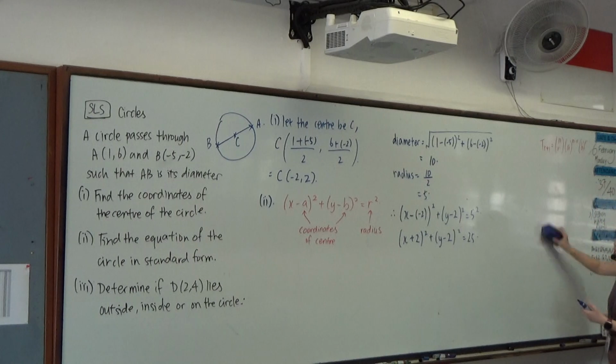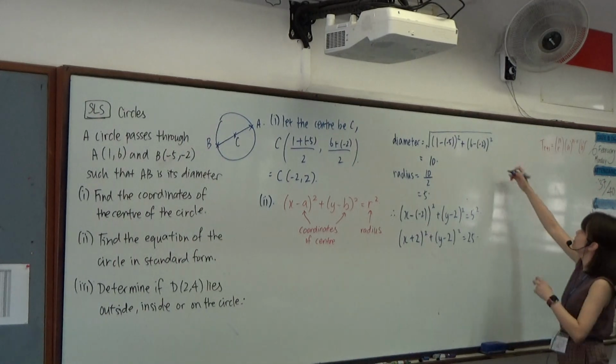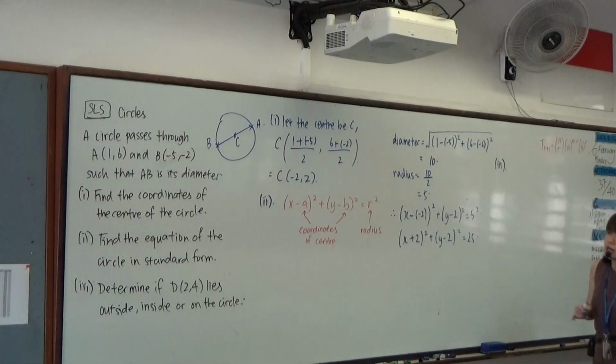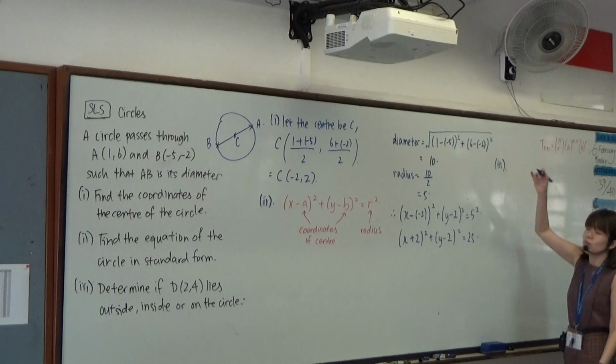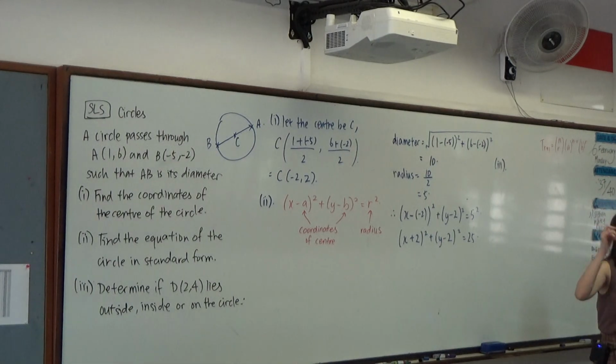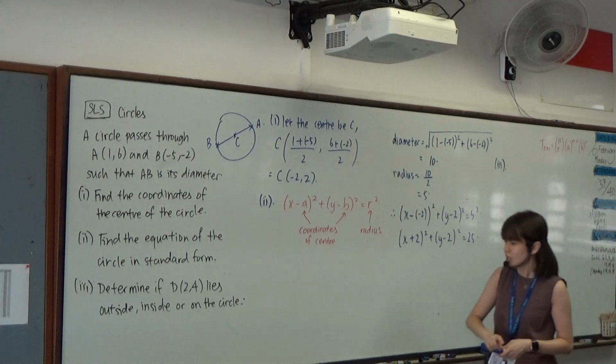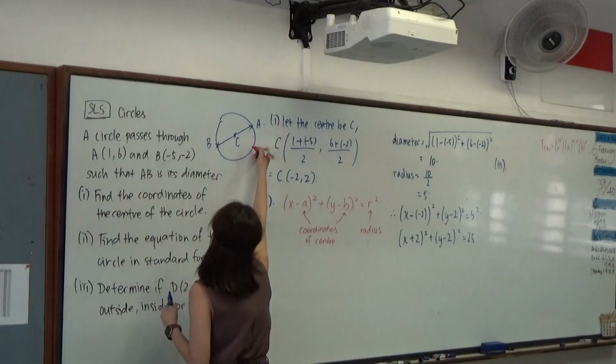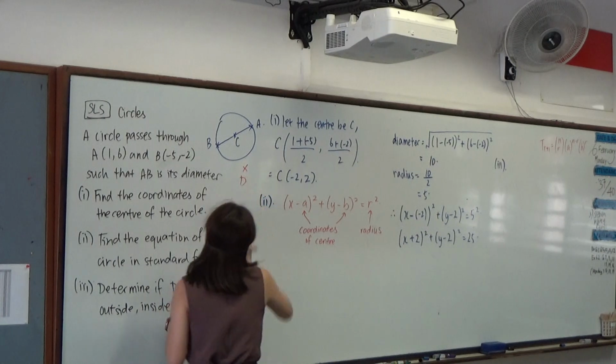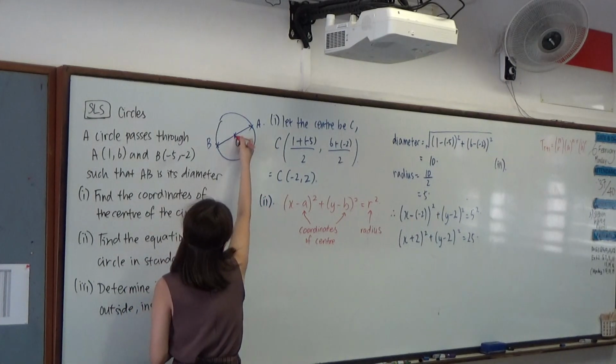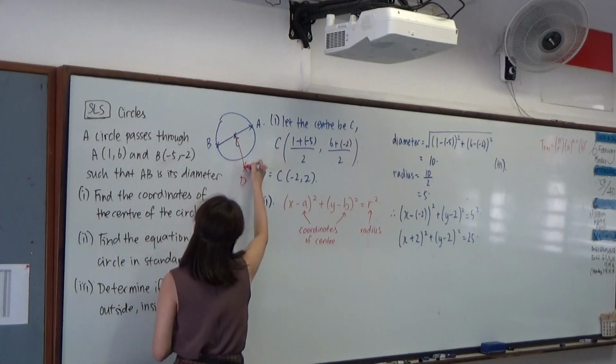Then last one, part 3. Determine if D(2,4) lies outside, inside, or on the circle. So we cannot just base on the image itself to know. We need to compare the radius with the distance. So let's say if my D was to be maybe around here, I can go and find out what is this distance over here.